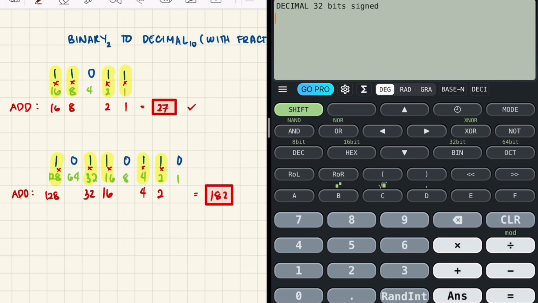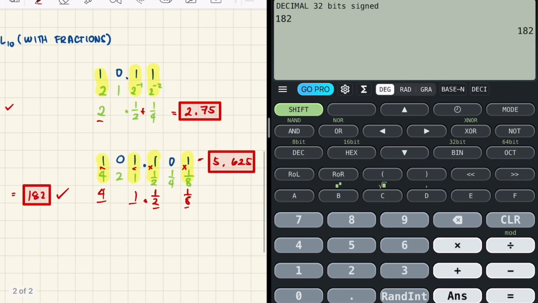Next, again hit bin or binary, so that's 10110, equal sign, and then look for decimal, and there you go. The answer is 182, so this one is correct.